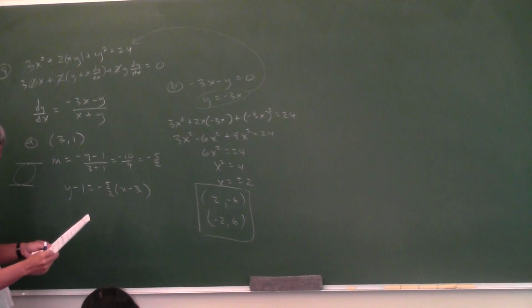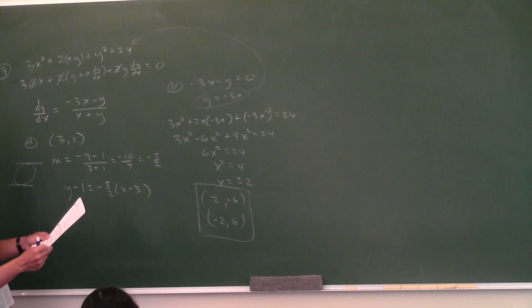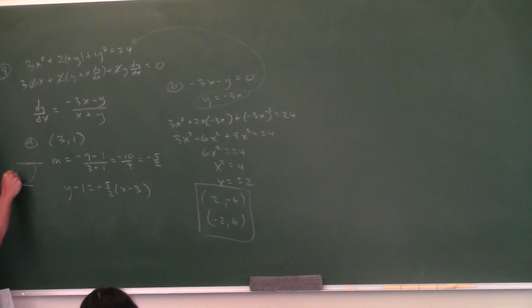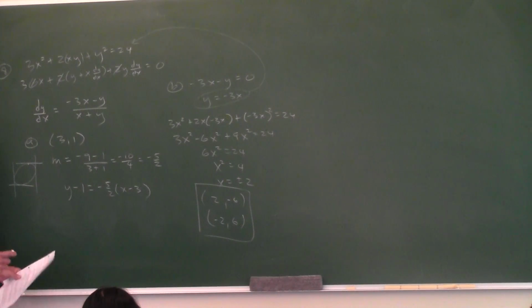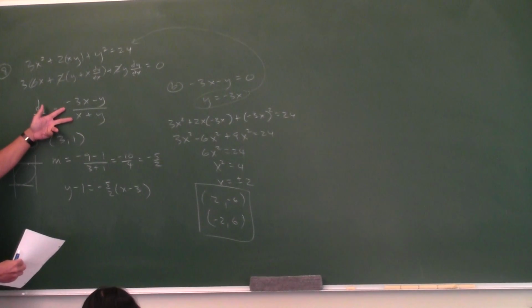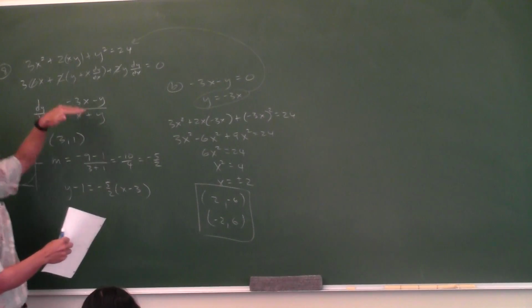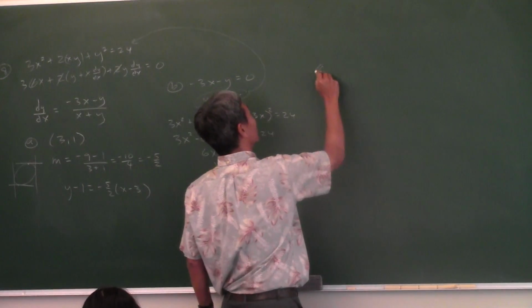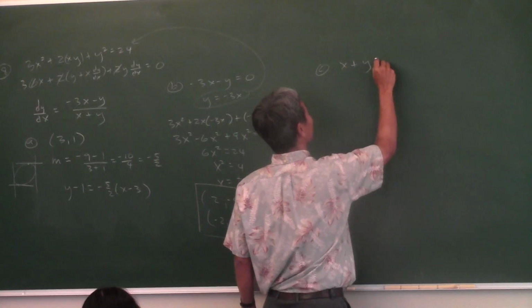Of course not. Okay, part C. At what points is there a vertical tangent? What's the slope of a vertical line? Undefined. So if this is the derivative, what will make this undefined? When the denominator is 0. So what you do is you make the denominator equal to 0.